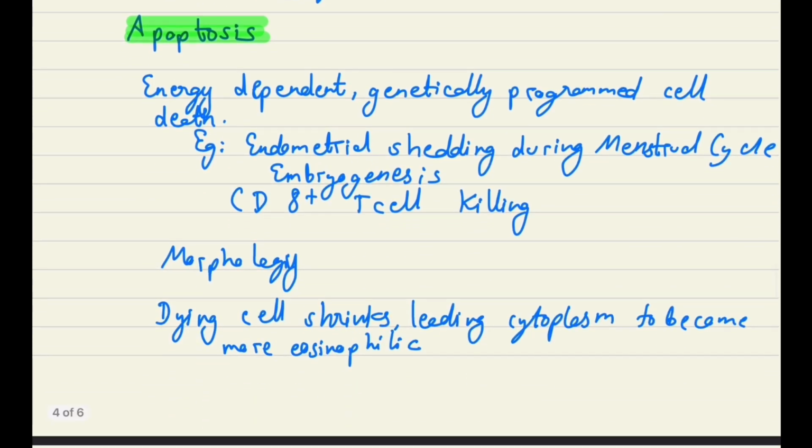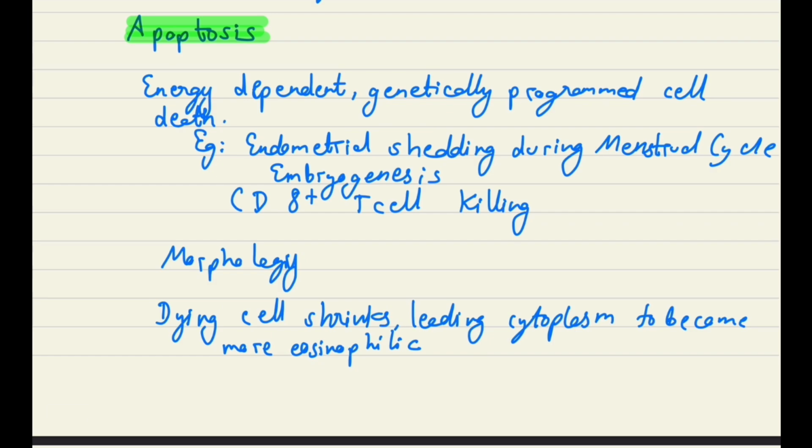Now let's talk about our another main topic, apoptosis. It is energy-dependent, genetically programmed cell death involving a single cell or a small group of cells. Then it is known as apoptosis. Examples are endometrial shedding during the menstrual cycle, and removal of cells during embryogenesis. There is formation and removal of cells during embryogenesis.